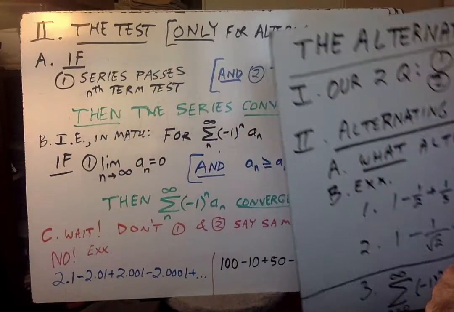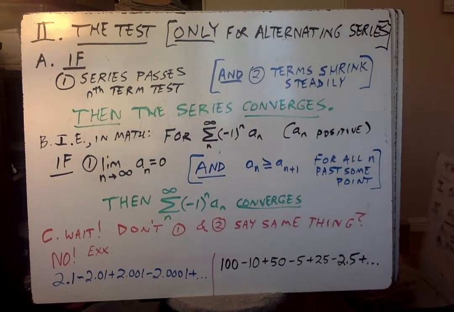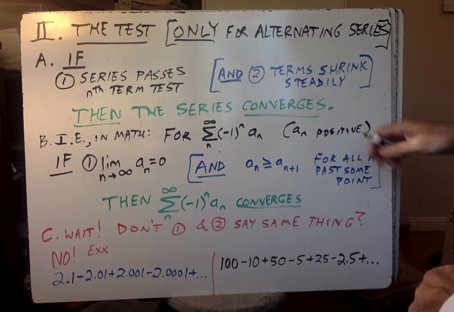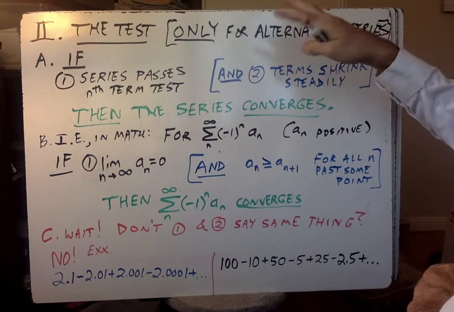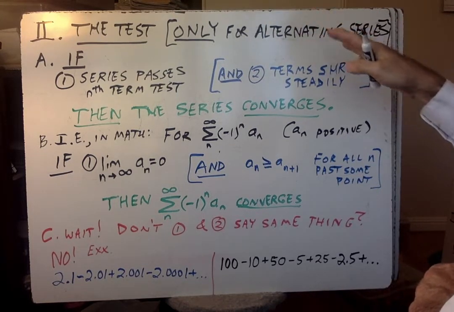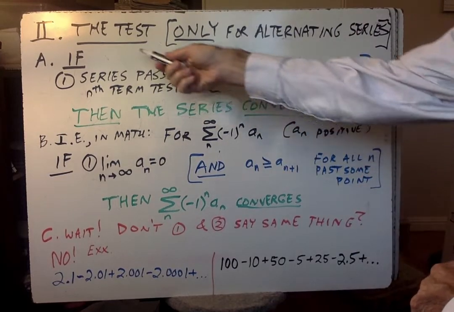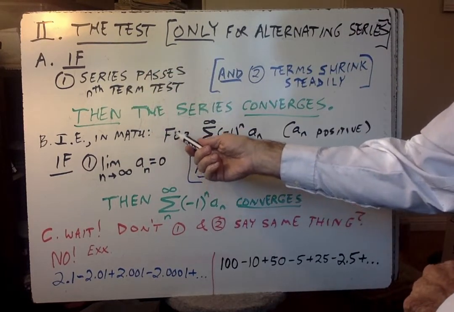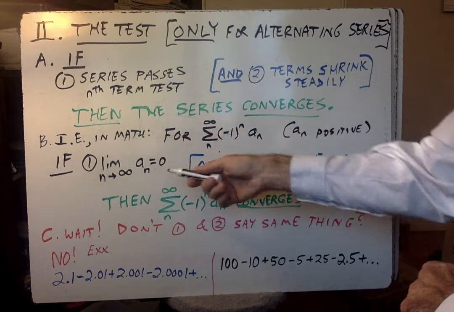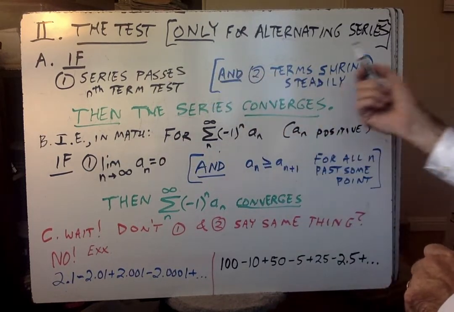All right, here's the test. And remember, this only works if the series is alternating. The signs have to go plus, minus, or minus, plus, minus, plus. So here it is in words, and then in part B, it's in math language, so this will say the same thing twice. Two conditions have to be met.